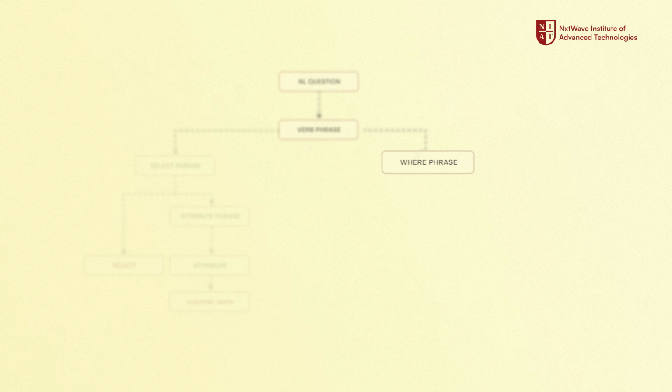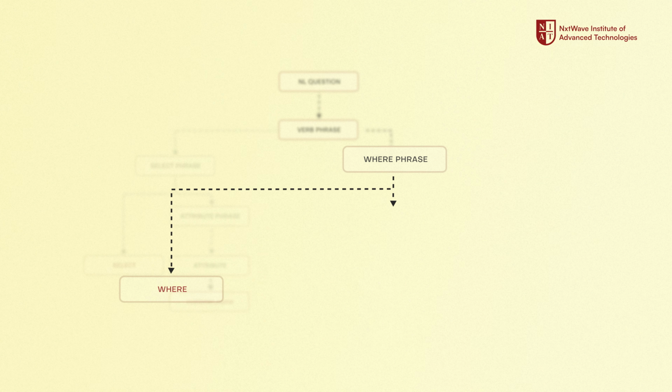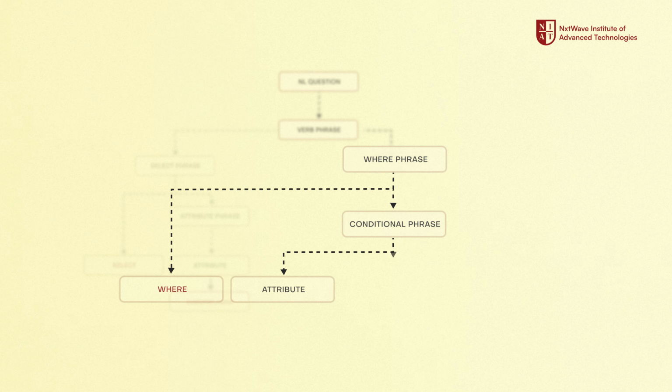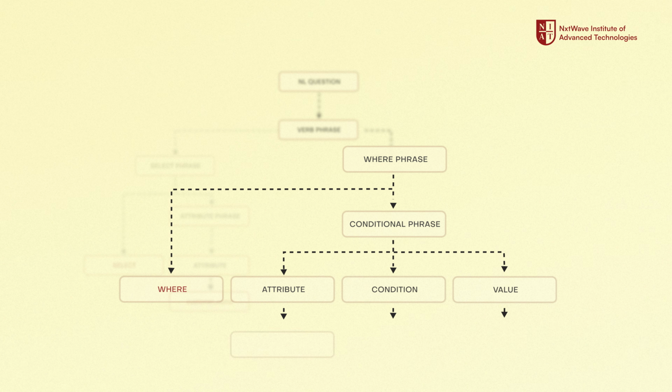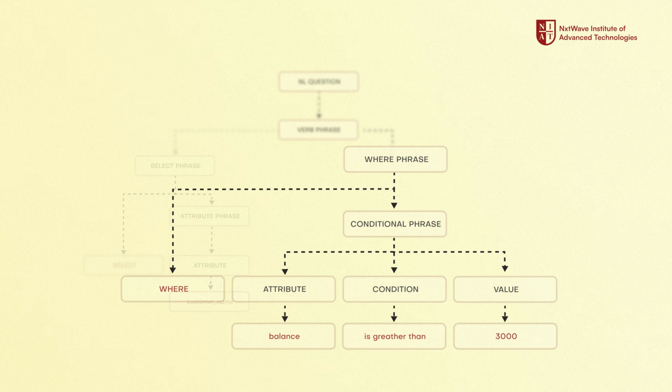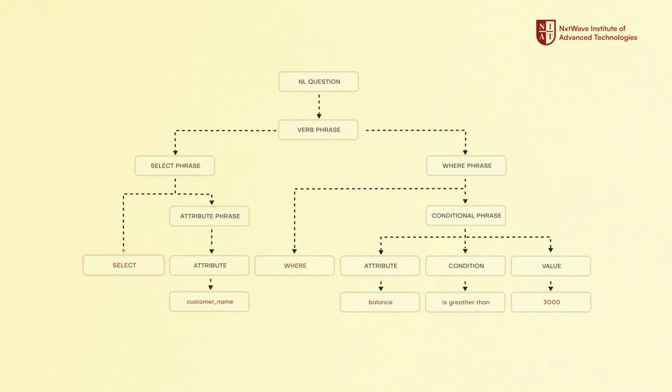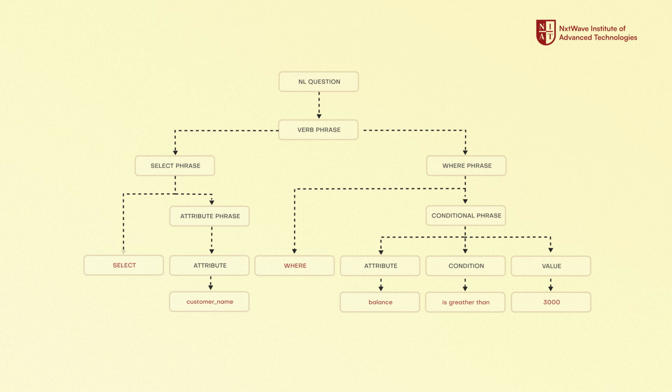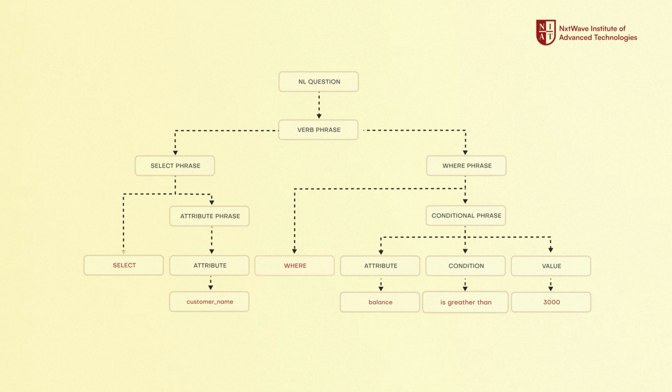So the where phrase gets distributed into the where clause and a conditional phrase. The conditional phrase gets distributed into attribute, condition, and a value according to the line. This generates the final SQL query, which will be select the customer name where the balance is greater than 3000.